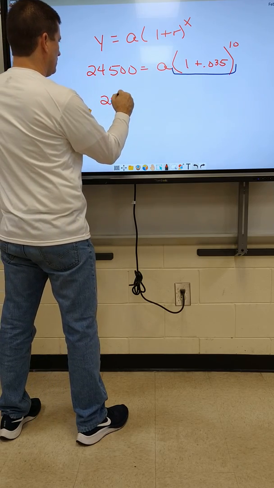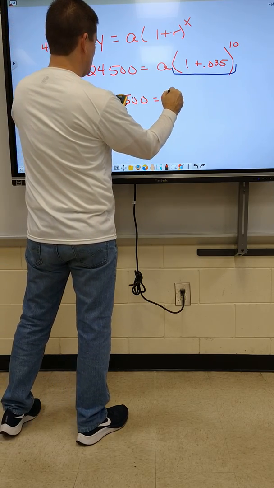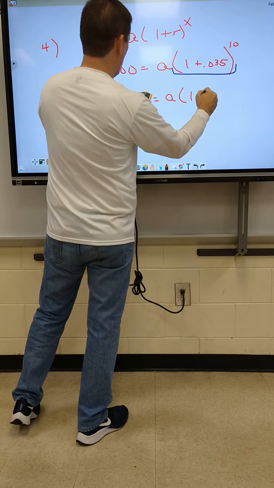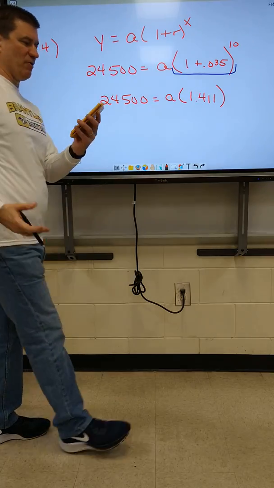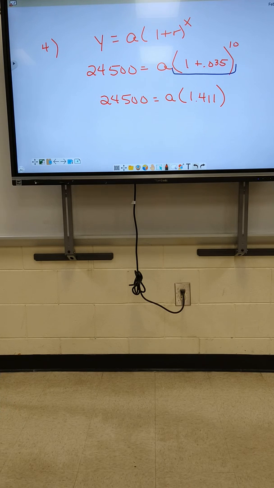I got 1.410. Well, let's see, I'm going to say 1.411. Y'all okay? I round that up because the 5 is after. Now, if you don't round it up, we'll be close enough. I shouldn't mark it wrong.